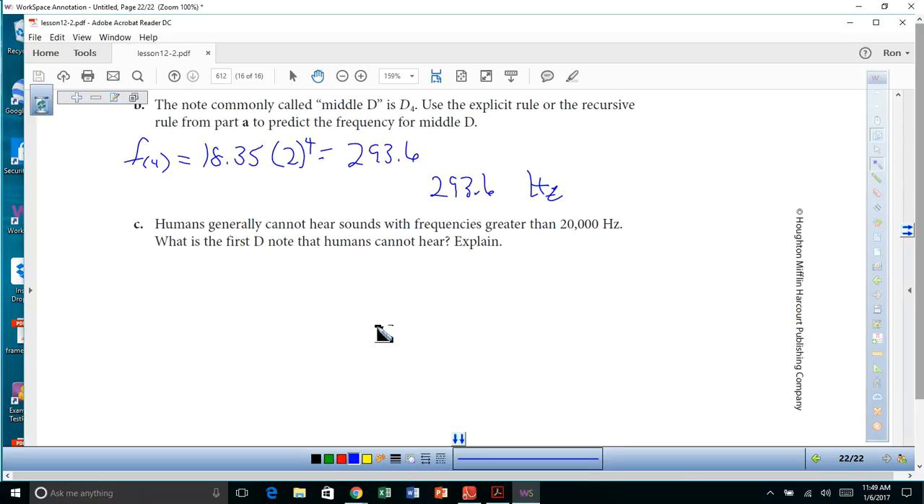Humans generally cannot hear sounds with frequencies greater than 20,000 hertz. What is the first D note that humans cannot hear? Okay, so let's set that up. We already know what our equation is, so we got 20,000. So basically f of n equals 20,000, and that's going to be 18.35 times 2 to the nth power. So we're trying to find out what n is.